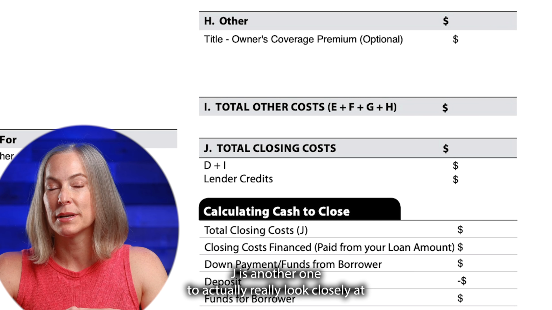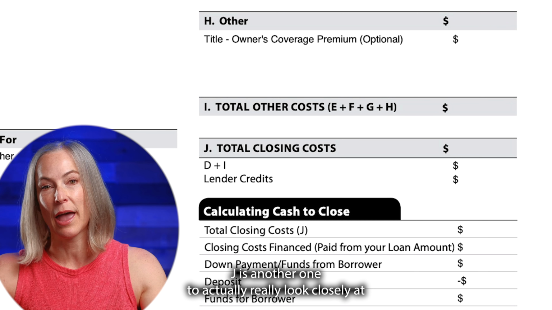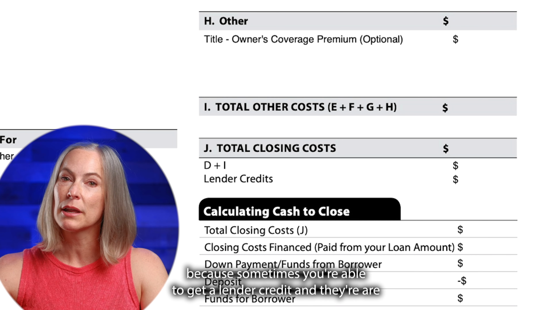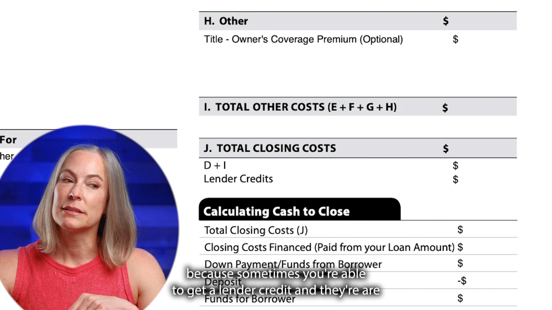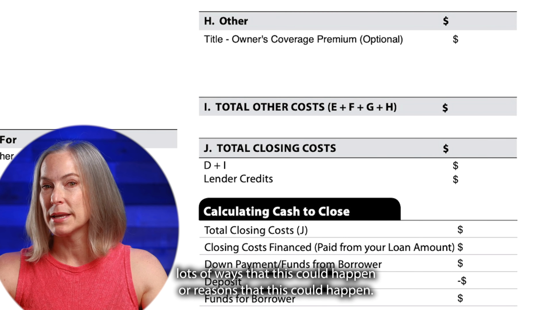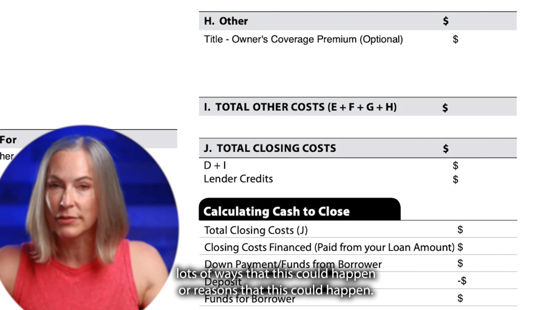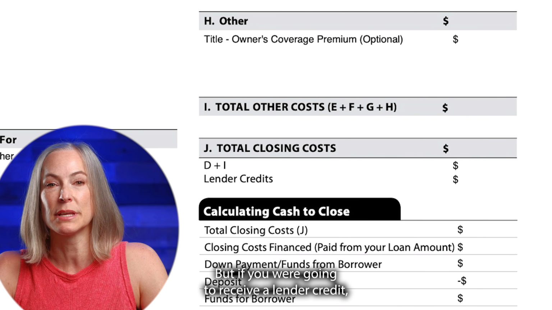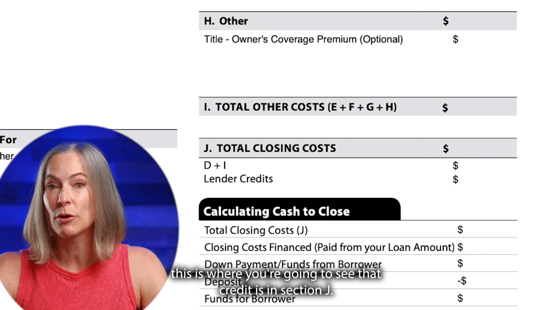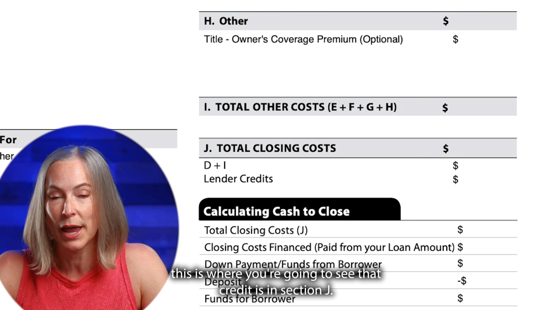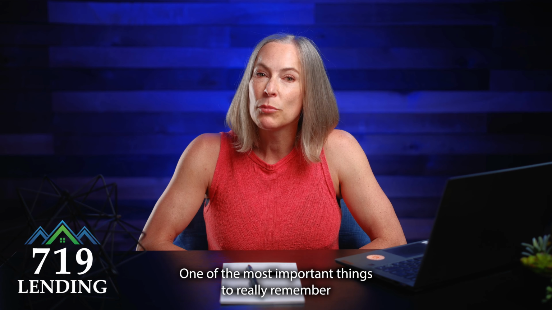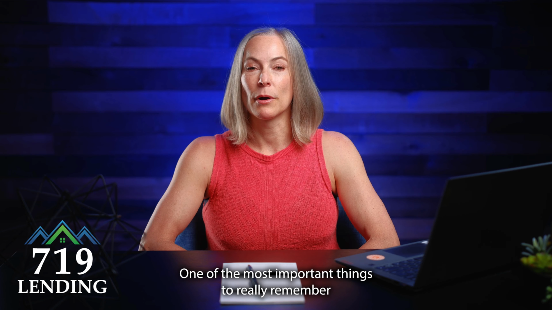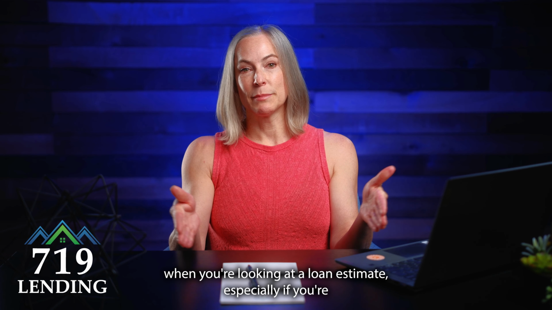Section J is another one to really look closely at, because sometimes you're able to get a lender credit. And there are lots of ways or reasons that this could happen. But if you were going to receive a lender credit, this is where you're going to see that credit, in Section J.